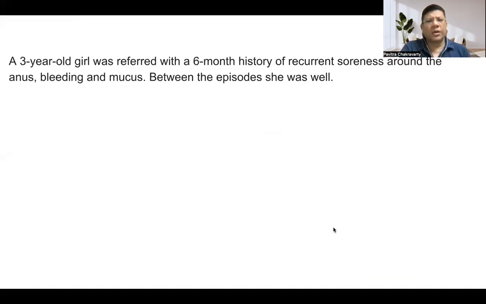So this is interesting as well. A 3-year-old girl was referred with a 6-month history of recurrent soreness around the anus, bleeding and mucus. And between the mucus episodes, she was quite well.